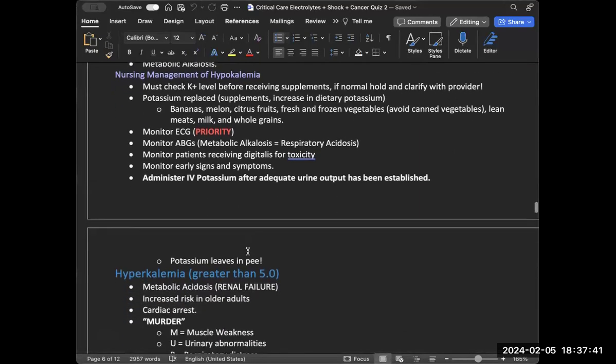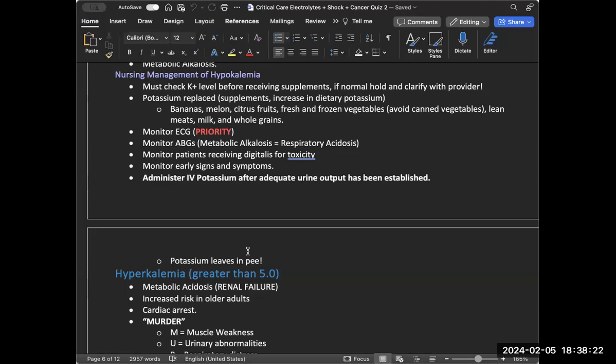Now, things that we need to do for someone who has low potassium? Well, one, right, we have to check the levels before we give them any sort of potassium supplements, right? Because if it's normal, we're not going to give them anything. But if it's low, then yeah, we're going to give them that potassium. Potassium replacement, right? Obviously, if they have low potassium, we need to replace the potassium, whether that's through an IV, through supplements, or increasing their dietary intake. But our priority when it comes to someone who has hypokalemia is EKG changes. We'll look at ABGs, we'll look for signs and symptoms, right?